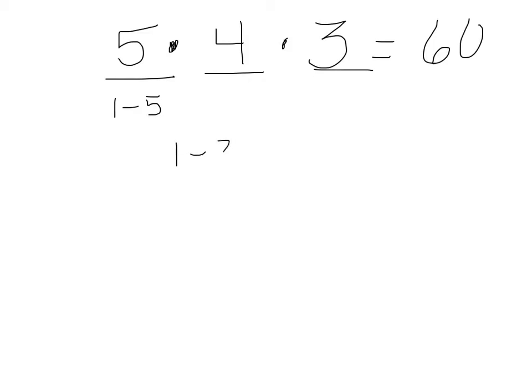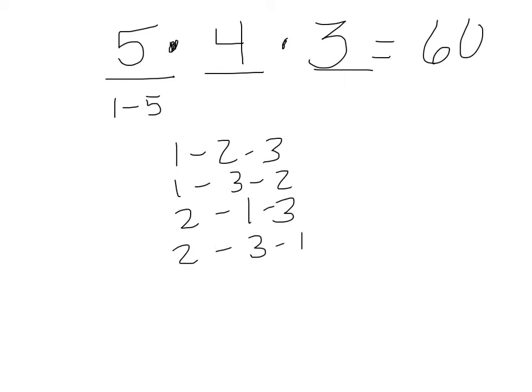That is, if 1, 2, 3 was different than 1, 3, 2, and it was different than 2, 1, 3, and that was different than 2, 3, 1, and 3, 1, 2 was different than 3, 2, 1. If all of those were different, then we were thinking about order mattering. We would have 60 different ways to choose 3 digits from a total of 5 possibilities.